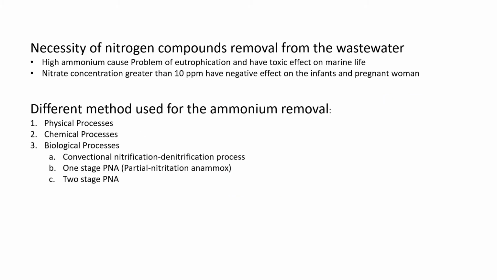Why should ammonium be removed from wastewater? This is because excess ammonium concentration causes eutrophication, and a high concentration of nitrate also has negative health effects on infants and pregnant women. Ammonium can be removed by different processes such as physical, chemical and biological processes. Among these alternatives, the biological process is an efficient and cost-effective technique. Again, in biological processes, there are conventional nitrification-denitrification, one-stage PNA and two-stage PNA.